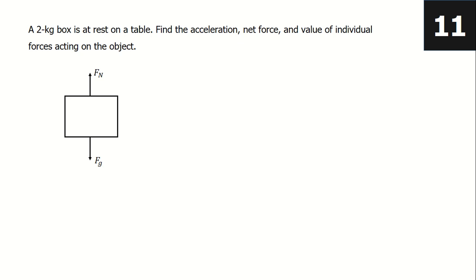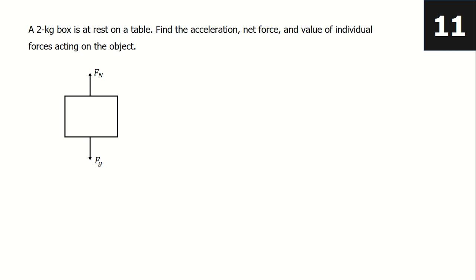Okay, now, in item 11, you have to find the missing values. We are given a situation here that there is a 2 kilogram box at rest on a table. So I have to find the acceleration, the net force, and the value of the individual forces acting on the object. So we have to draw a free body diagram first, right?